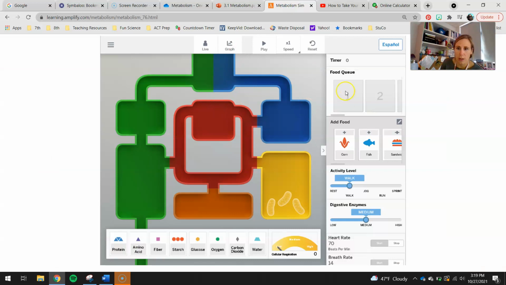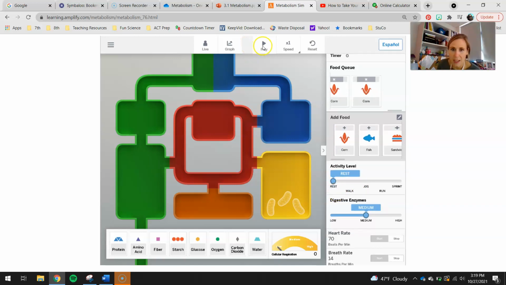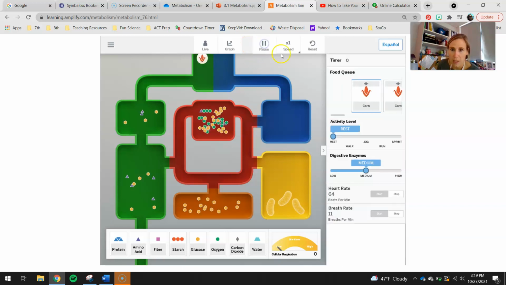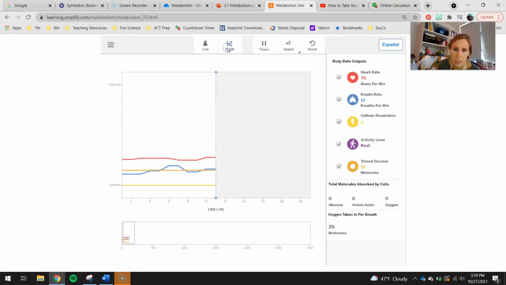So you guys would go, all right, we're going to feed it 6 corns: 2, 3, 4, 5, 6. That's a lot of corn. And for this one, we're going to go to rest, and then you guys will hit play. Remember that we let this run for 200 time units, so you guys might want to speed it up. And when it is done, it will give you this information over here.